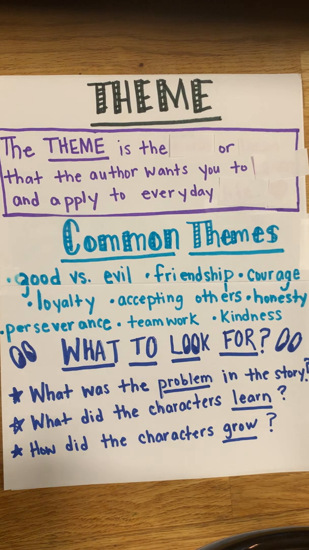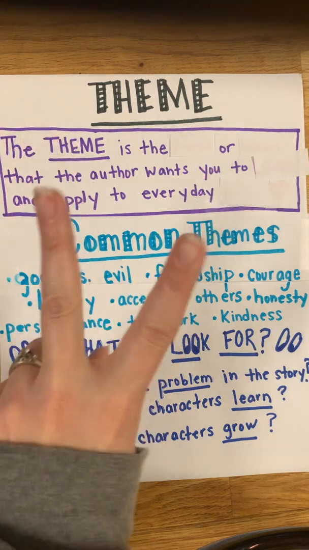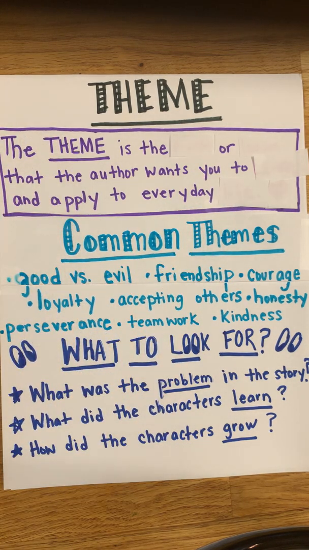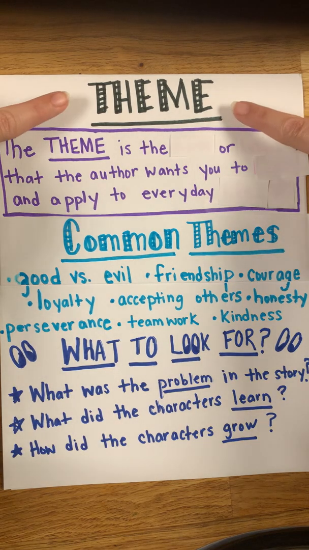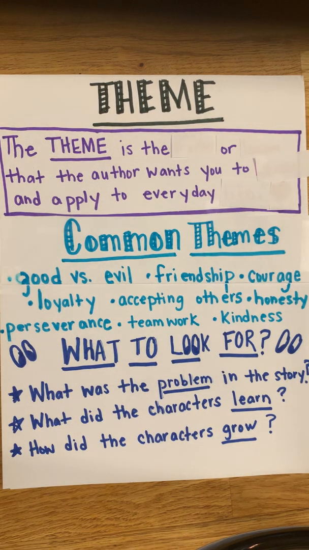So, theme is different from our story elements, our characters, our setting, our plot, our problem, and our solution. Now, our theme cannot happen without those story elements. So listen to that one more time. Theme and story elements are two separate things. They're different. But you can't have a theme without those story elements. We use the story elements to tell us what the theme is.